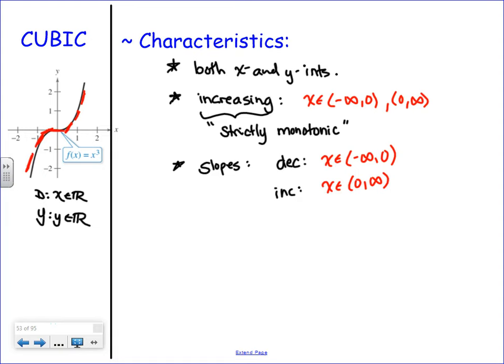We'll stop there. Question, do cubic functions have any maximums or minimums? Yeah, but not in the parent function. They could, right? Have you guys ever seen the really skewed ones? They could have maximums or minimums. They don't in the parent function, that's true.